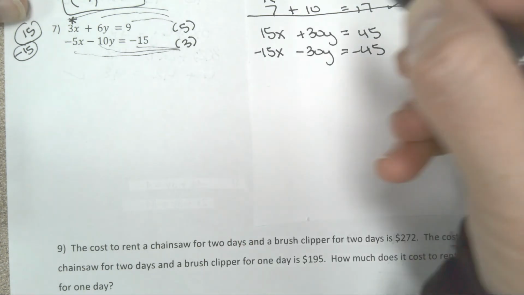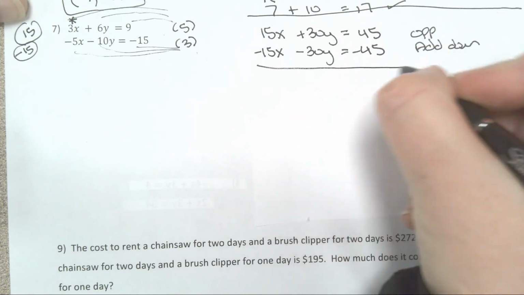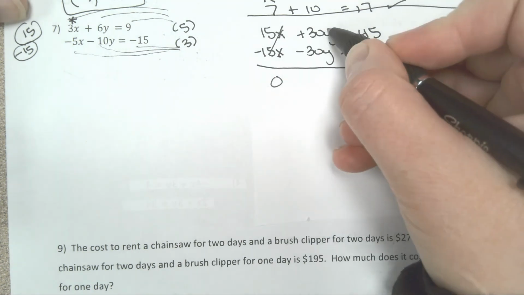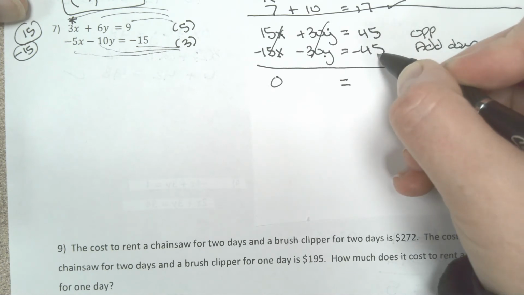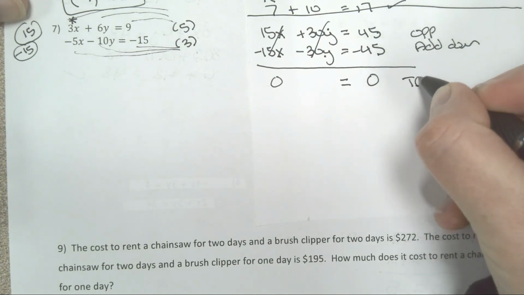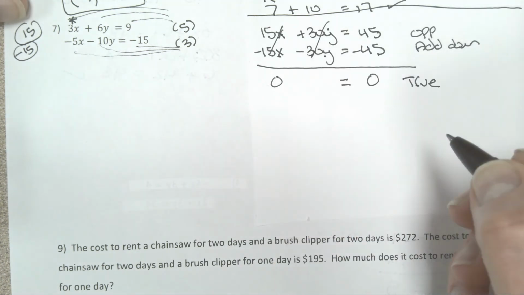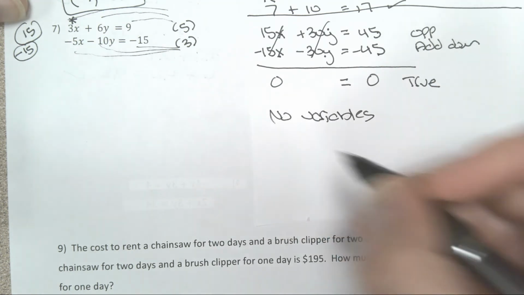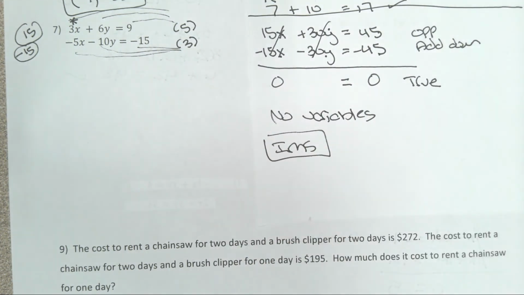I have opposites, okay, so once you have opposites, then you add down. 15 plus negative 15 is 0. 30 plus negative 30, it's also 0, okay. 45 plus negative 45 is also 0, interesting. So 0 equals 0 is a true statement. So recall that when you have a true statement and you have no variables, that the answer is infinitely many solutions. It's a graph on the same line.